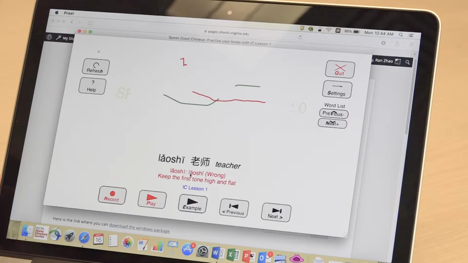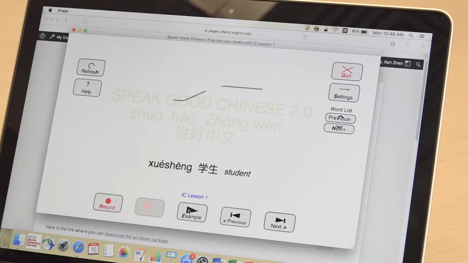the second one is the student's input, okay? And keep the first tone high and flat, so it even gives you some textual feedback in terms of how to improve it. Okay, let's do another one. 学生. 学生. So when they see the visuals aligned and it shows correct, they can move on to the next word.